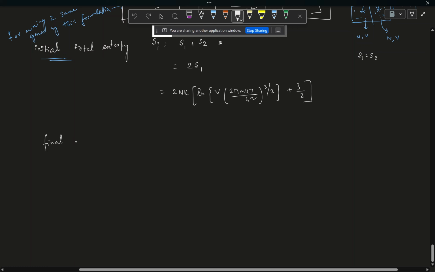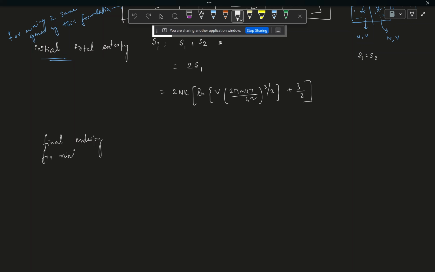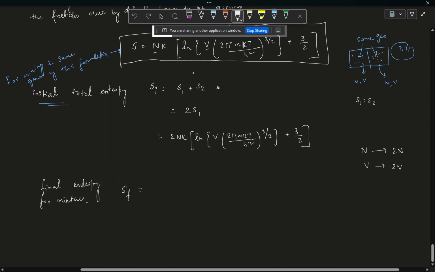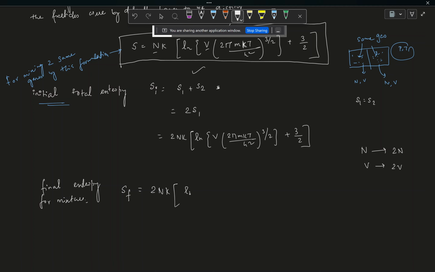Now, when they are mixed together, the final entropy for the mixture, let's call it SF, is equal to, now the number of moles has changed from n to 2n, and the volume has changed from V to 2V, because they have merged together, right? So by using this same formula, now replace n by 2n and V by 2V, other things remain the same: 2nk ln of 2V times (2 pi mkT divided by h squared) to the power of 3 by 2, plus 3 by 2.